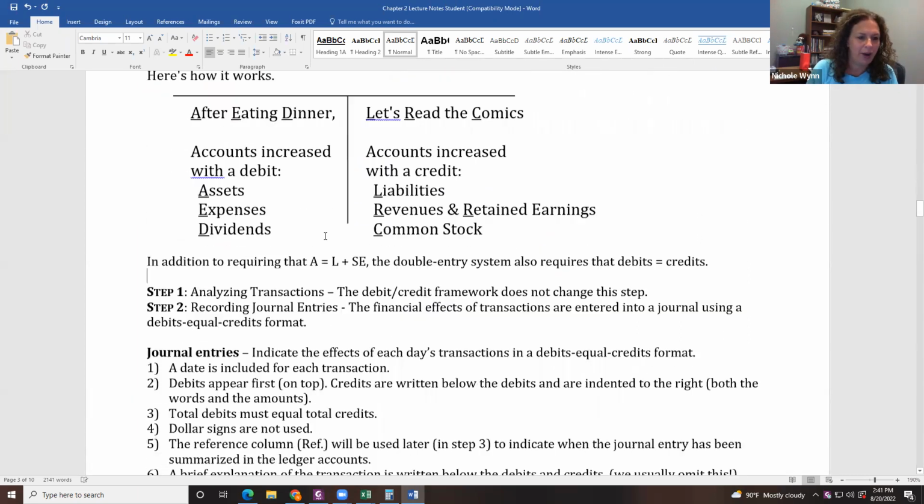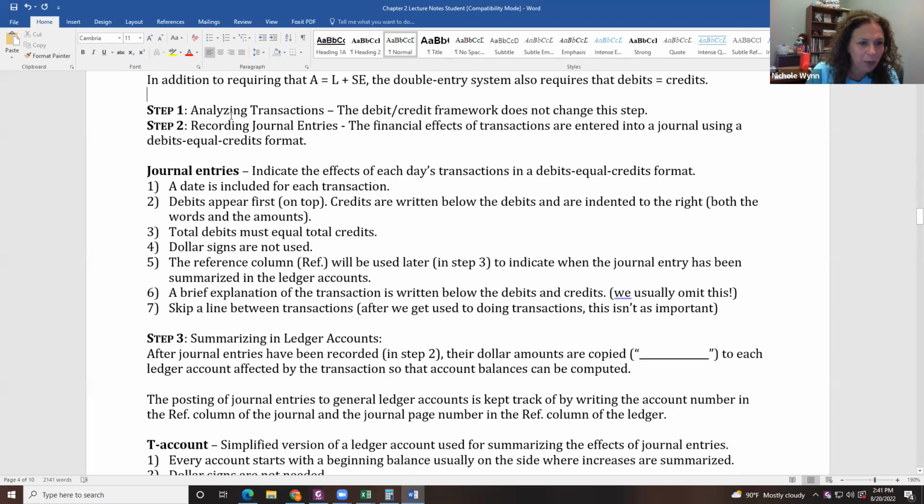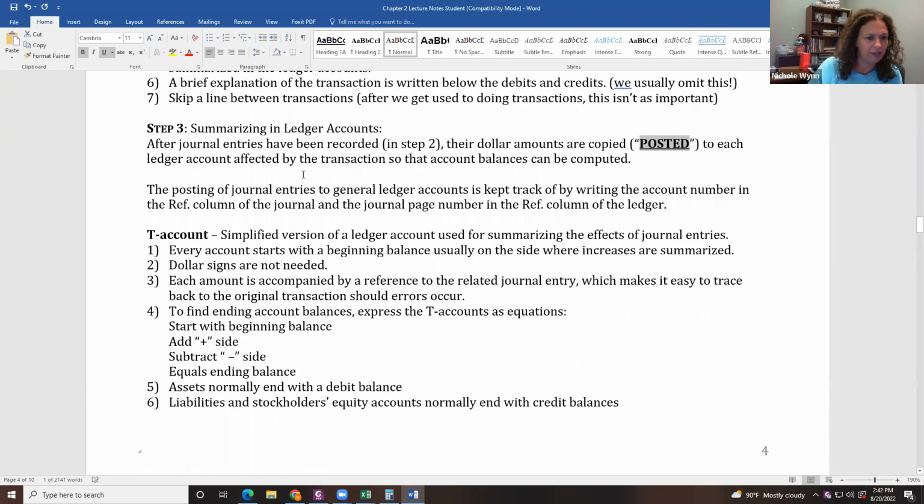Okay. So after we record transactions in the journal, then we are going to post them into the ledger. So in this blank, we're going to write the word posted. Posted means you're going to transfer the information from the journal to the ledger. And that's called posting. Posting is a verb. It is the action of transferring it from the journal to the ledger. So let's do that next.